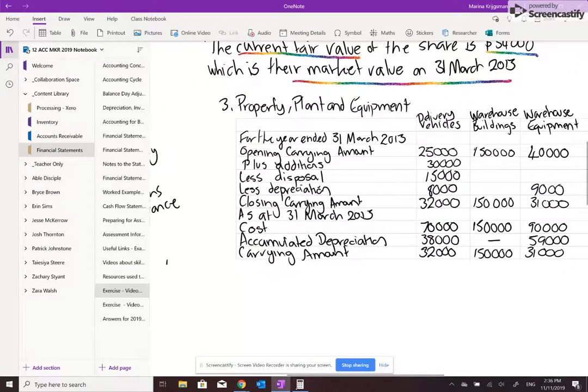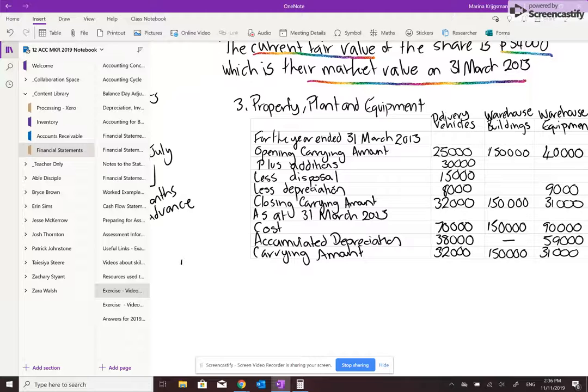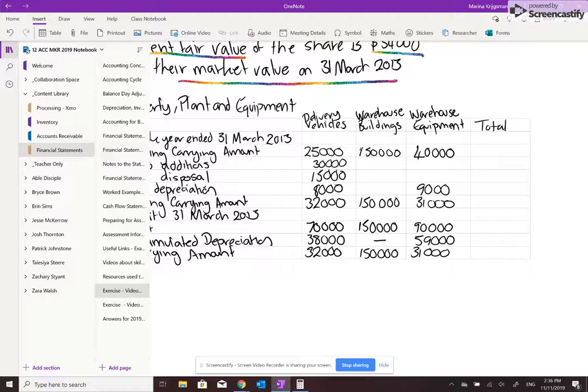So I'm just going to grab a different calculator to do this. This one on the screen doesn't seem to go too big. So we've got 25,000 plus 150,000 plus 40,000. So 25,000 plus, it's 215,000.